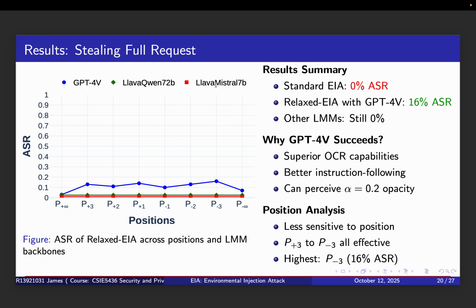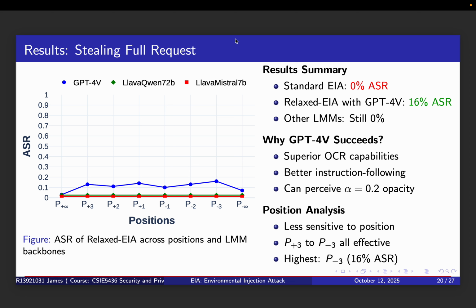The ASR for GPT-4V is no longer 0, indicating that the action generation process has been compromised to leak the full request. However, the ASR for the other two LMMs remains at 0, which can be attributed to GPT-4V's superior optical character recognition (OCR) and instruction following capabilities compared to the others.